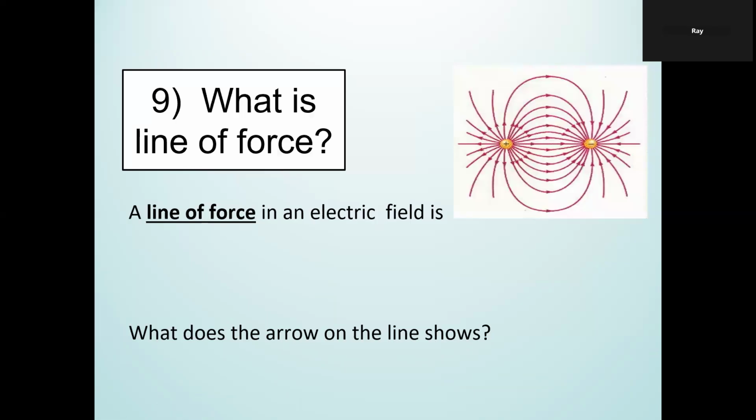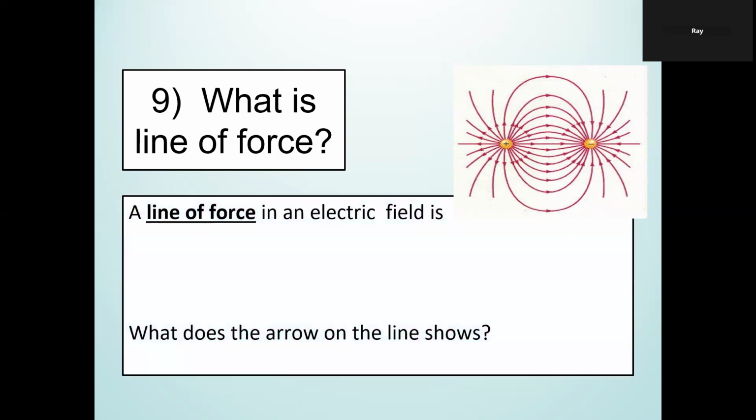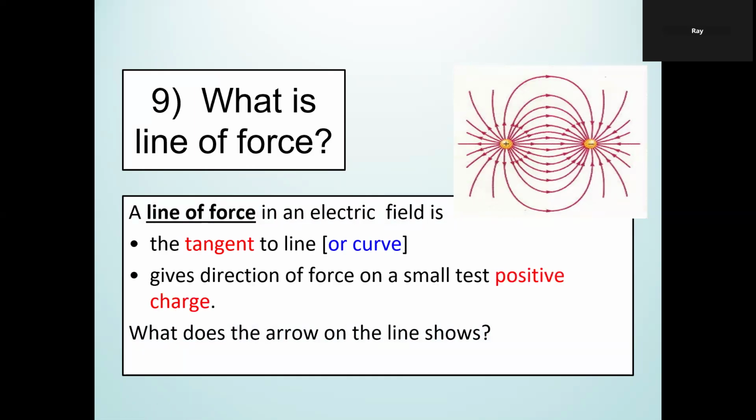What is a line of force? A line of force, memorize this one, no choice. A line of force in an electric field is a tangent to the line. Cambridge likes to use a line tangent to the line rather than a curve. It's a curve, but they call it a line in the question paper also, so be prepared to accept that it's a curve. It gives the direction of force on a small test positive charge. The arrow shows where the positive charge will move.